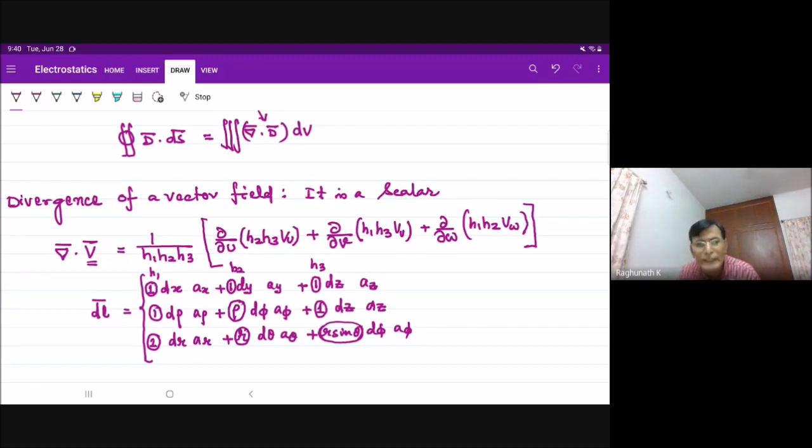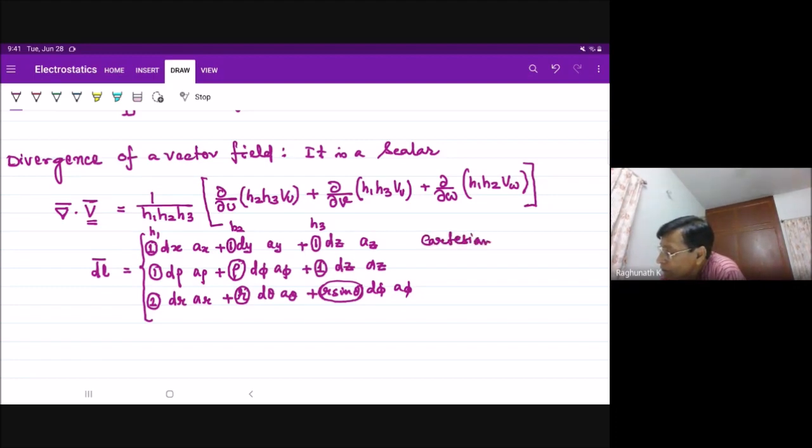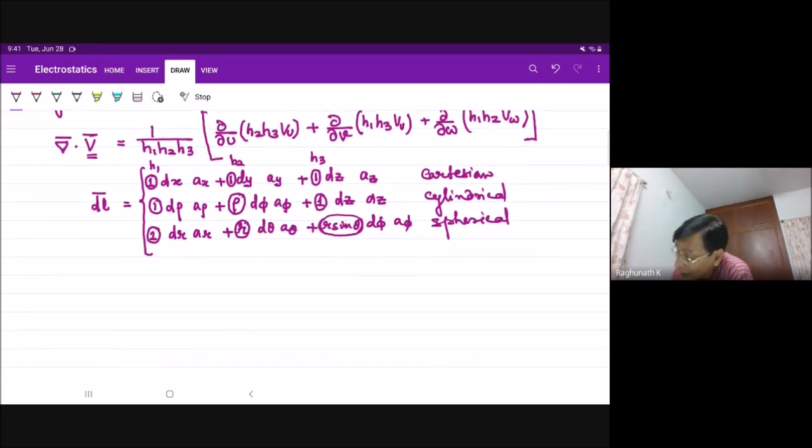Mathematics people will never come to these things, but it's better that you know about h1, h2, h3, at least for the sake of antennas and wave propagation. Antennas, no? We talk about curl in spherical coordinate systems. There also we define everything with respect to h1, h2, h3. That way, del in Cartesian, cylindrical, spherical coordinate system. Please check it.